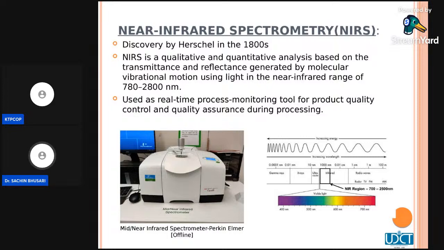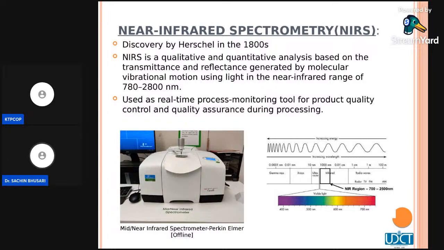So offline tool, mid near IR tool. This is from Perkin Elmer. This is an offline tool, and this is a spectrum showing in which region it works. So near IR. I purposely kept near IR first because in PAT, near IR has a very vital role. If you dig out the history, the literature, you will find that near IR probes are frequently used in pharmaceutical industries nowadays.